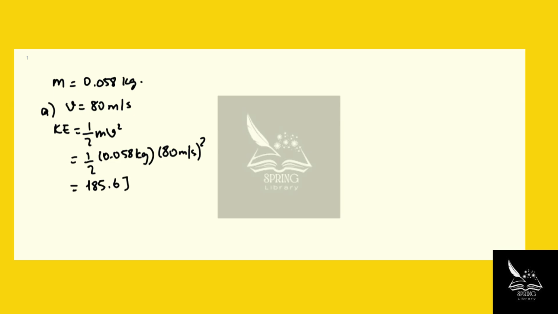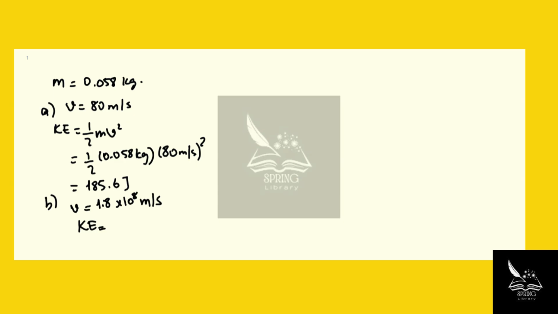Now in part B, Einstein strikes the ball back towards Lorentz at a very much greater speed of 1.8 times 10 to the power of 8 meters per second. Now we're in the relativistic regime, and we're asked to calculate the kinetic energy in this case.